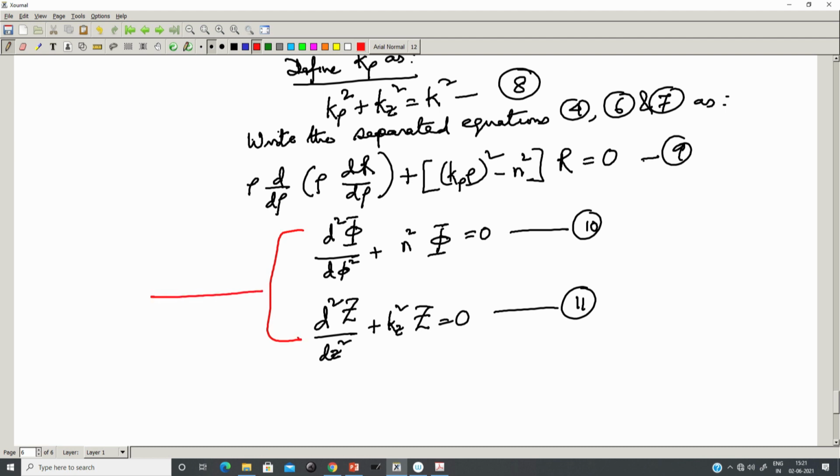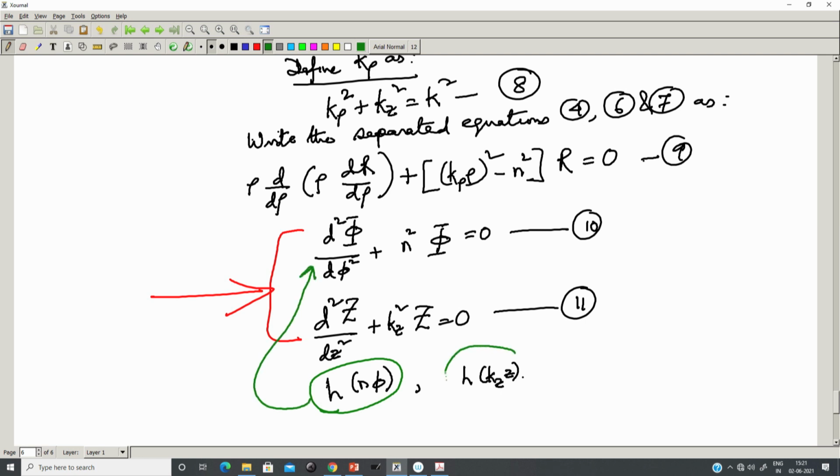Now, we note that equations number 10 and 11, dealing with capital phi and capital Z, are harmonic equations, and therefore, they would be satisfied by harmonic functions. These harmonic functions we generally denote by h n phi and h kz z. So, h n phi would satisfy equation number 10 and h kz z is going to satisfy equation number 11.